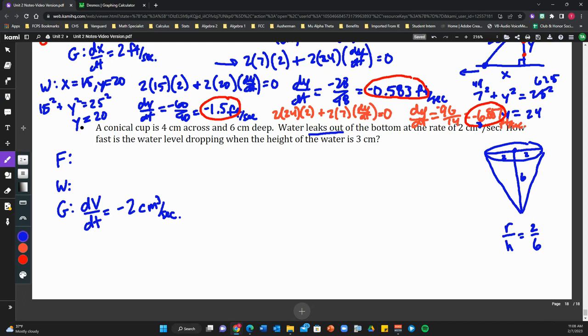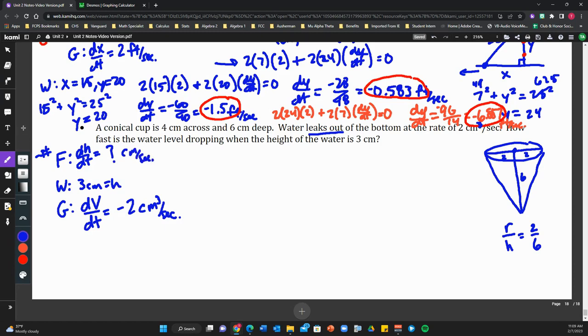So we want to know how fast the water level is dropping. So that is describing the height. So we are looking for dh/dt, which again, just to kind of brainstorm, if the volume is decreasing, the water level has to be dropping. So we need this to be a negative number, and that's a way that we can check ourselves. And we want to find that value when the height of the water is 3 centimeters. So if the height is being measured in centimeters, then dh/dt will be some number of centimeters per second.